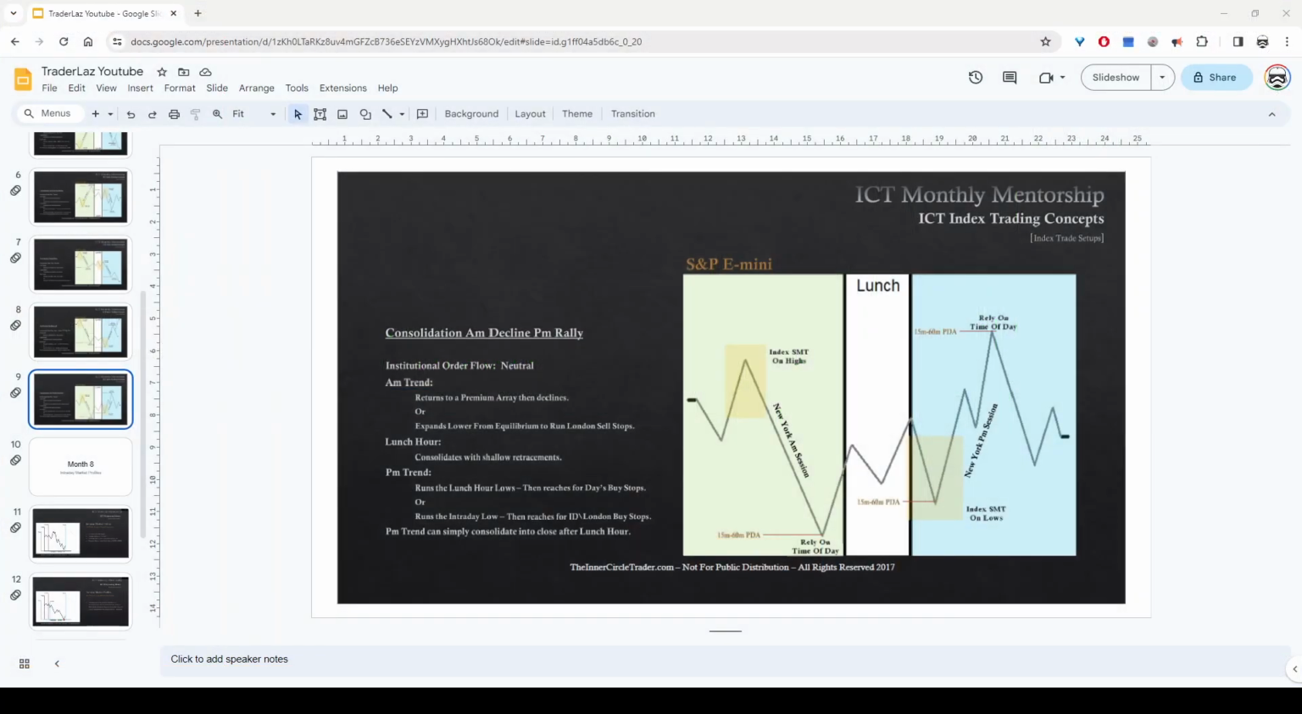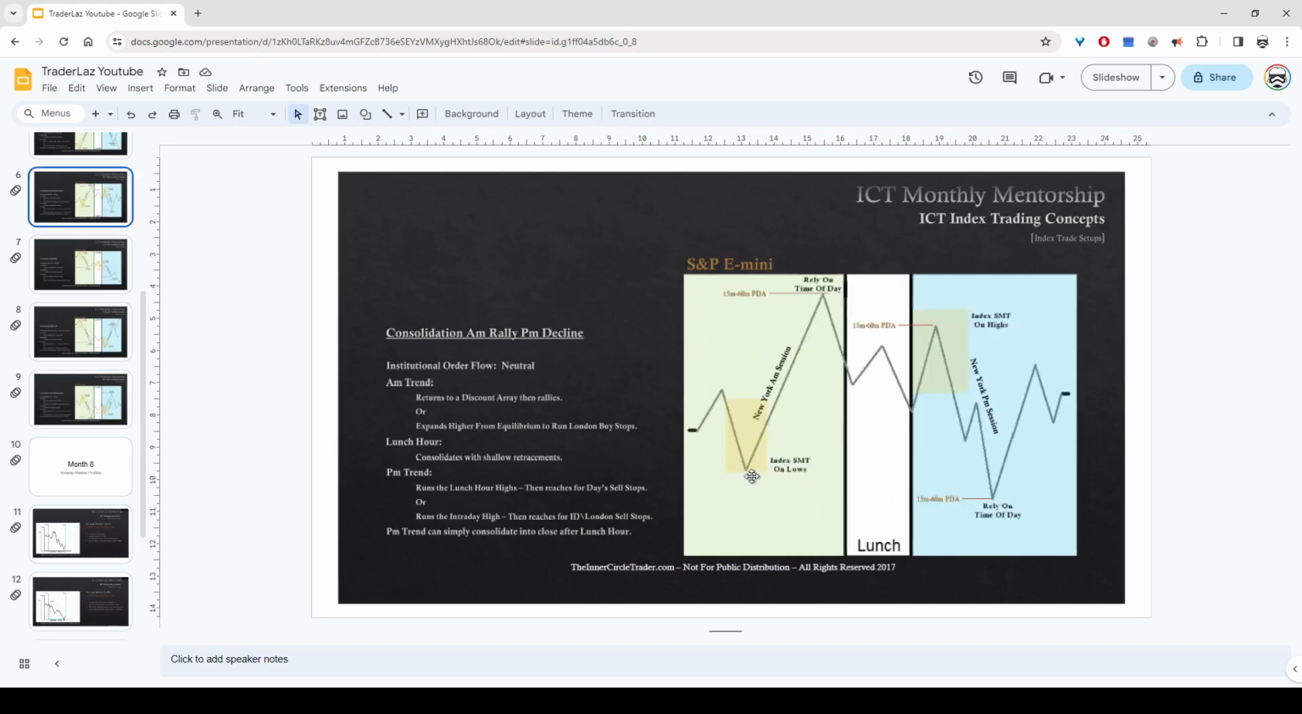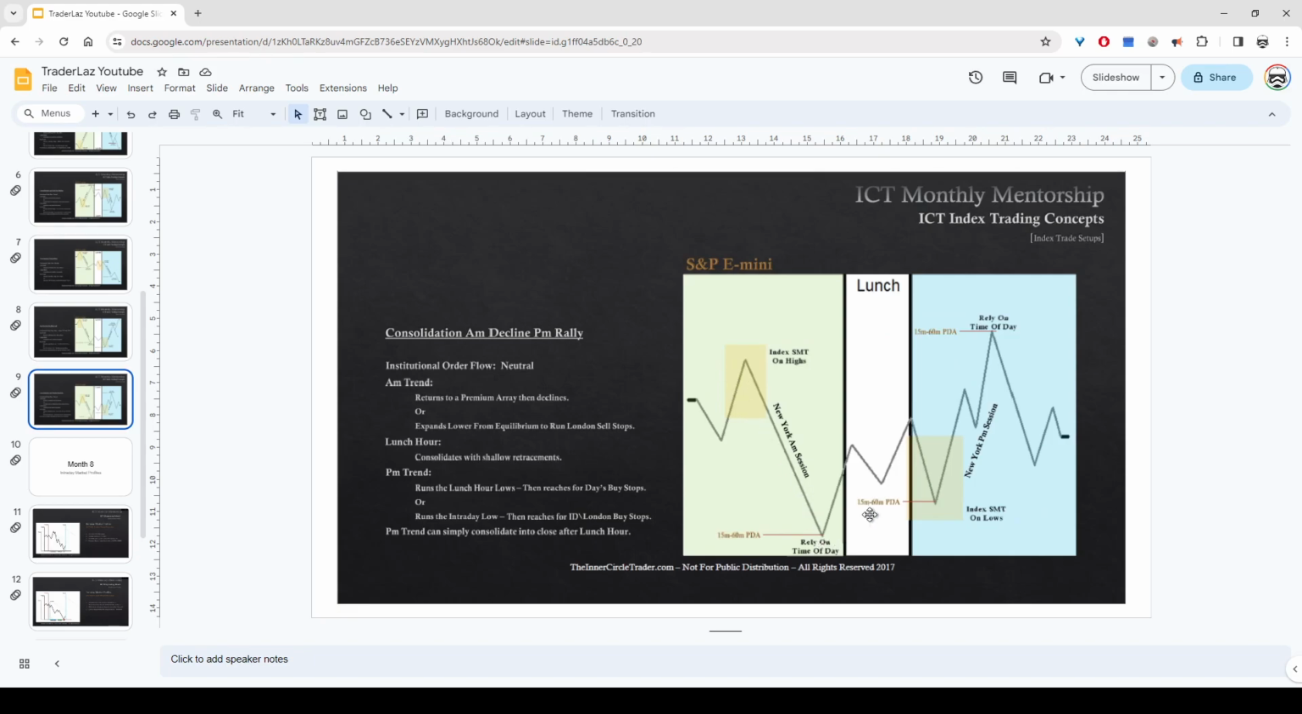Now we can go back to this page. Then there's only 2 consolidation profiles. There's an AM rally consolidation and an AM decline consolidation. So what we have is an AM decline. So let's just grab that.